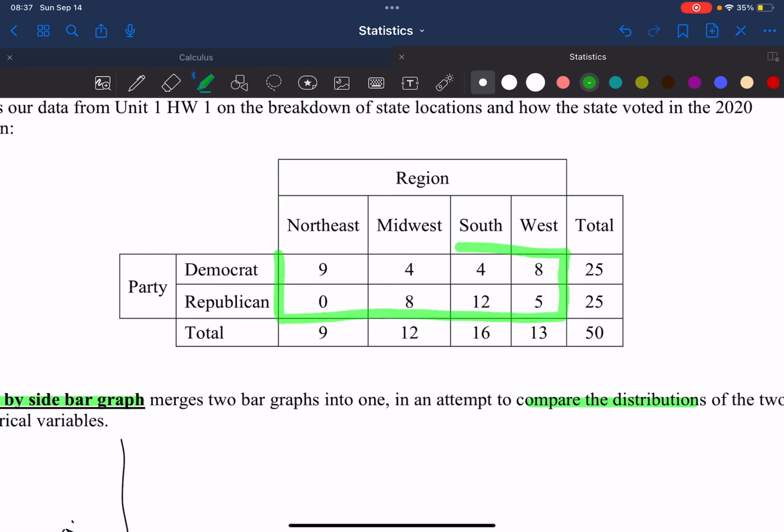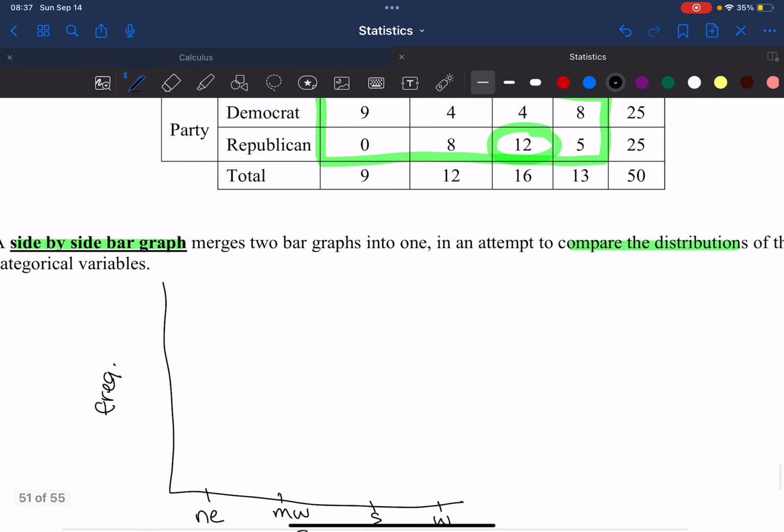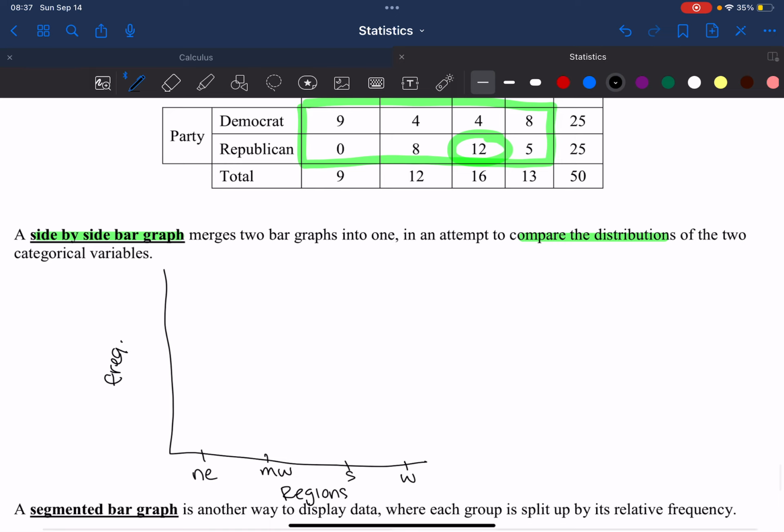If I look up here, I'm only going to be paying attention to this main data here, because these are telling me the frequencies in which each of these are happening. Looking at all those, it looks like my largest frequency is 12. So when I'm doing the frequency part of my graph, I'm just going to go up to 12, and I'm going to go by 2s.